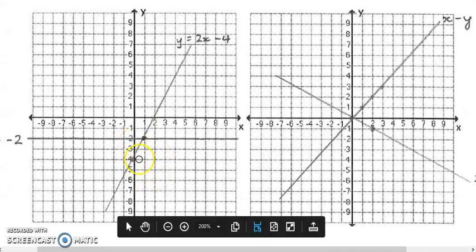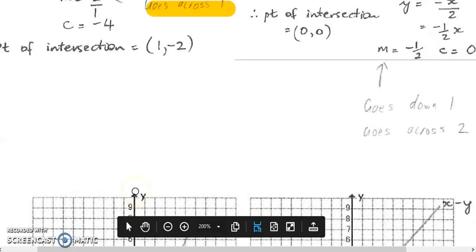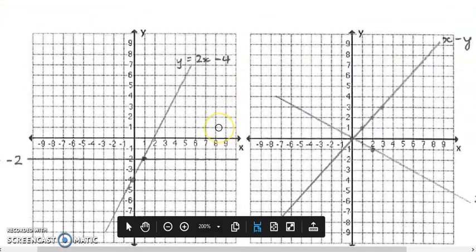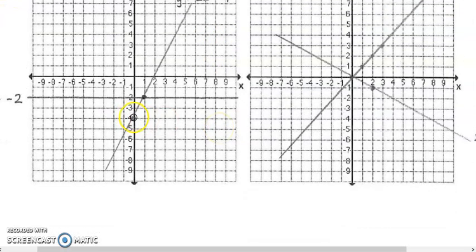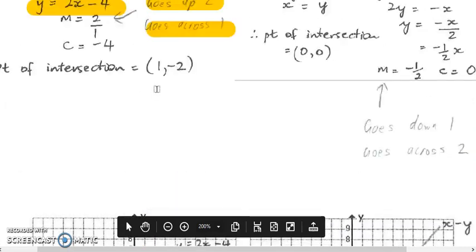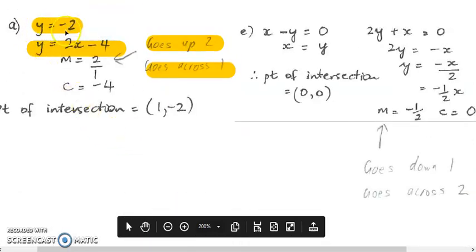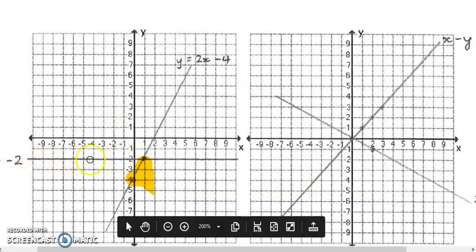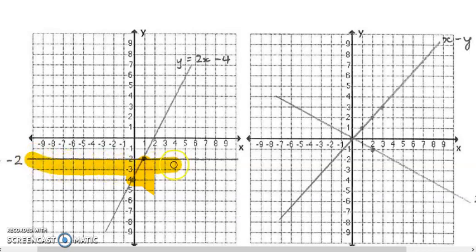So students, my y-intercept is negative 4 down here. And as the line says, the gradient is 2. So for every 1 across, it goes up 2. So starting at negative 4, 1 across, 2 up. Draw my 2 dots, connect the line. Now the other equation here is y equals negative 2. That means that every single point on that is going to be negative 2. It's just a flat line that looks like this. That's y equals negative 2.